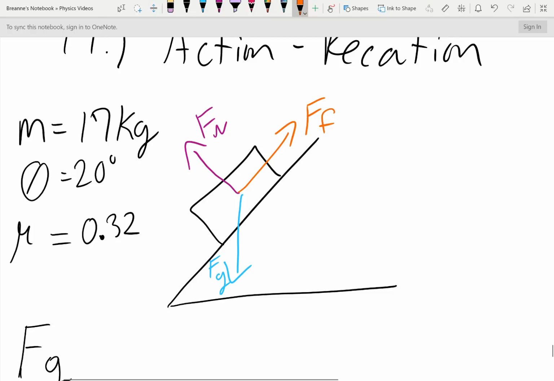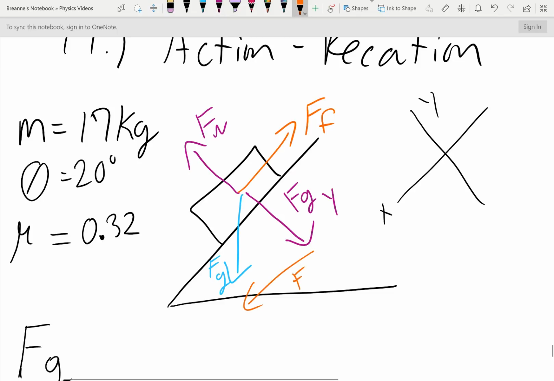Now for this one, we have to change our frame of reference, kind of tilt our head. With the ramp, this is our x direction, and that is our y direction. The one that becomes at an angle is your force of gravity. So you draw your force of gravity in the y, you draw your force of gravity in the x, and then your angle down here is the same as this angle up there. And that is a 90-degree angle right there. So now we have our free body diagram.